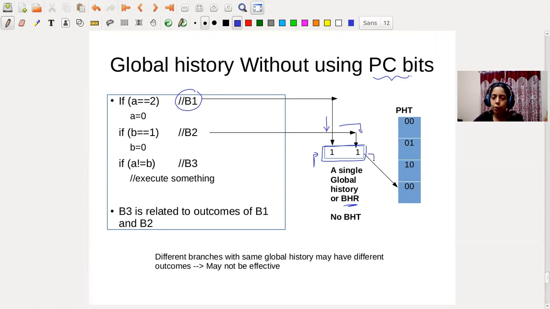Then this is going to index into a pattern history table, and you're going to choose this outcome. This may not be the best way, because as and when you get more branches, you're going to keep shifting the contents here, and therefore it may not be really the best way of doing it.